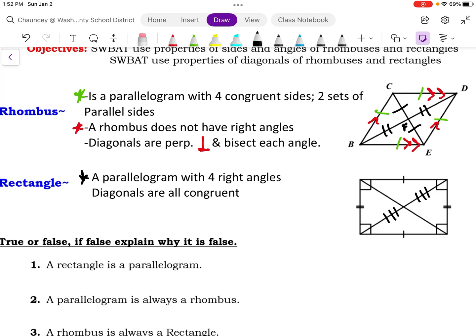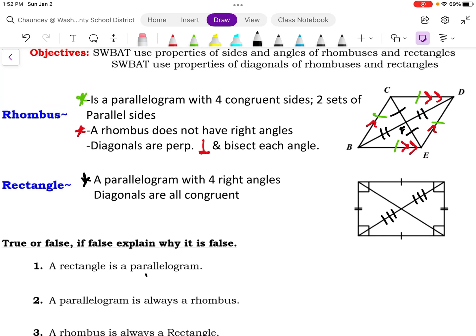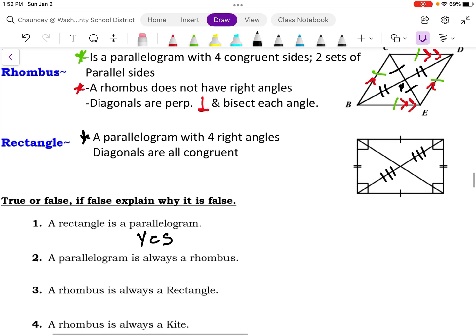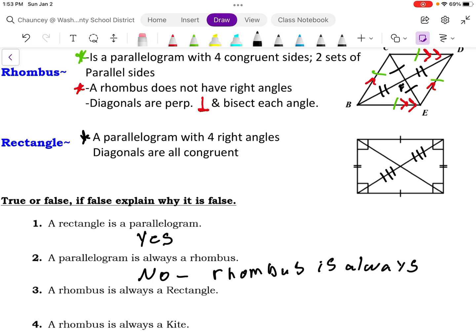Okay, so a rectangle is a parallelogram. Well, is a rectangle a parallelogram? Indeed it is. Okay, is a parallelogram always a rhombus? Well, no, that is false. But why is that false? A rhombus is always a parallelogram. A parallelogram isn't always a rhombus. So we can say it's false because a rhombus is always a parallelogram.